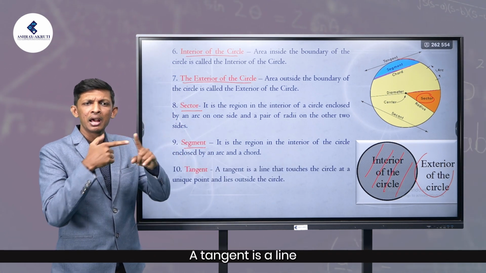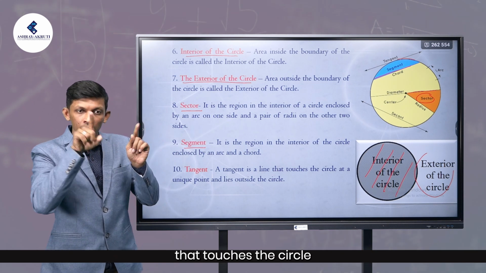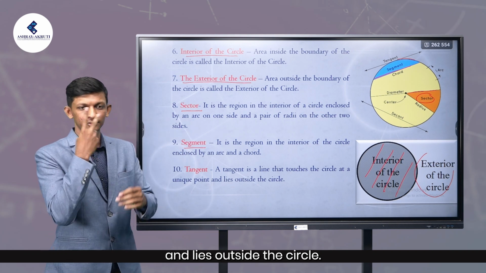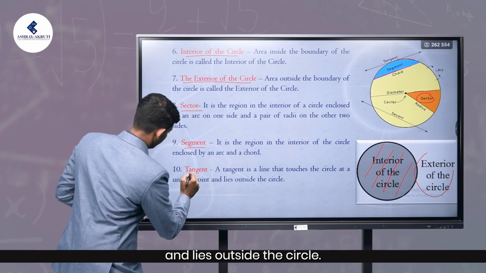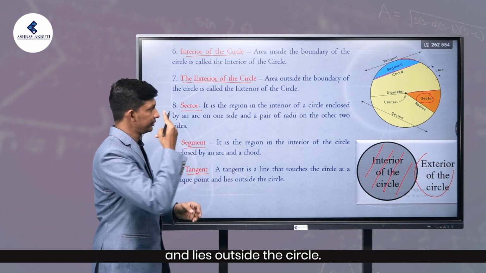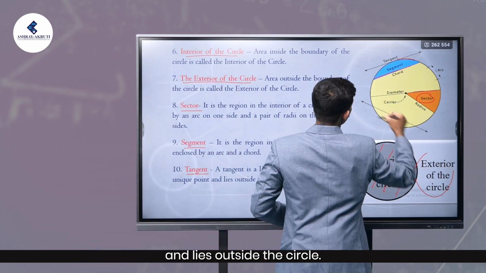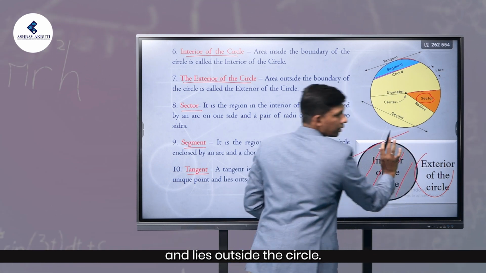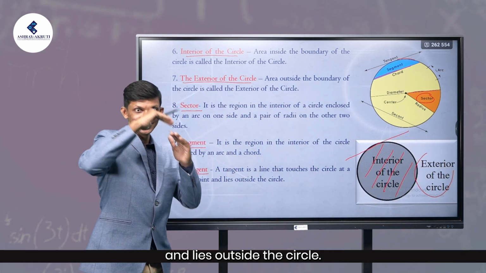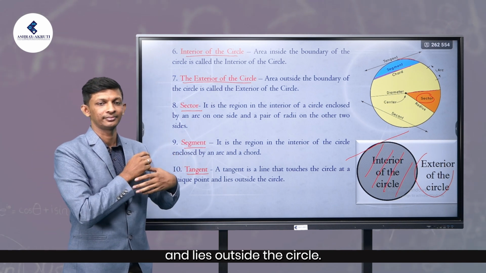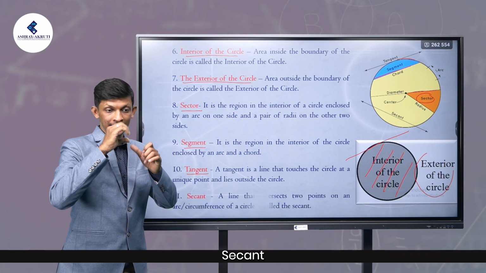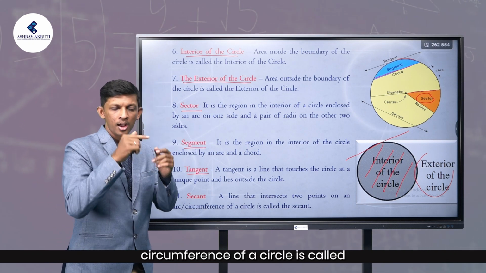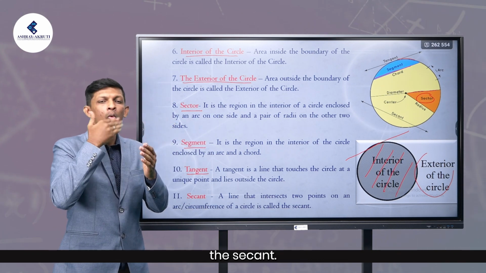Tangent. A tangent is a line that touches a circle at a unique point and lies outside the circle. Secant. A line that intersects 2 points on an arc or circumference of a circle is called the secant.